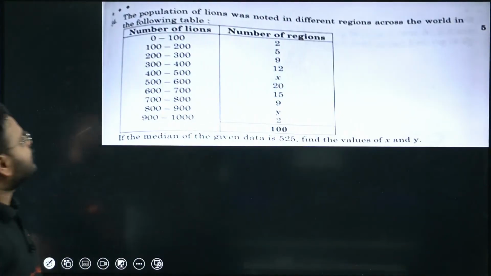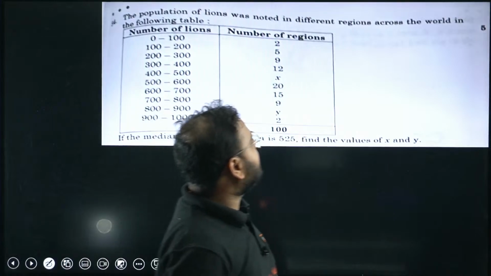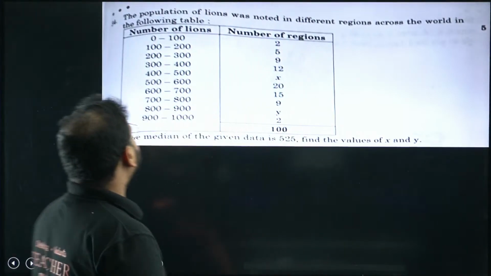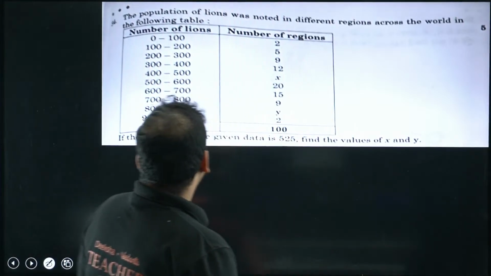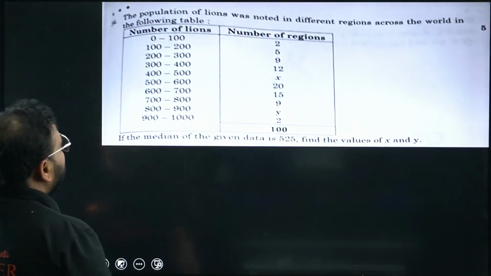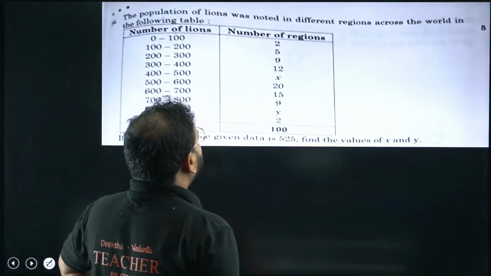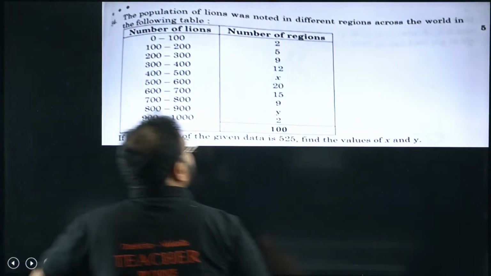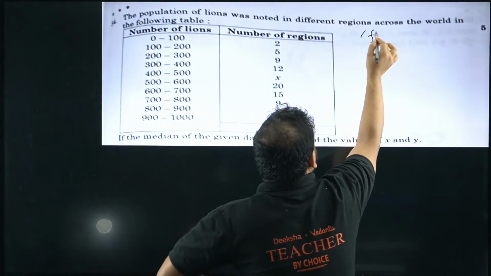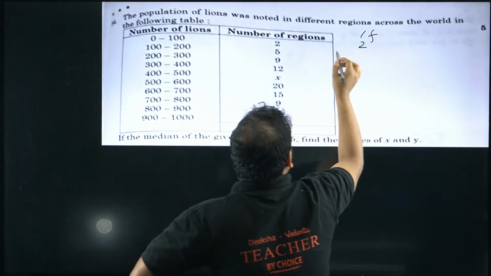So the population of lions was noted in different regions across the world in the following table. I hope this is visible to you. The number of lions and the number of regions are given here. So let's do one thing: we'll make the CF column over here itself to make life easier for us. It'll become a 2. I have this as 2.